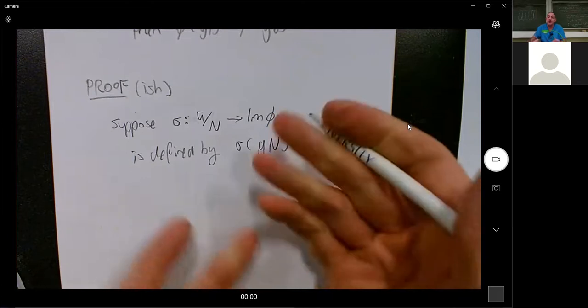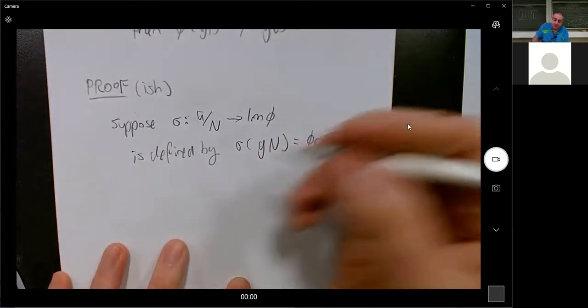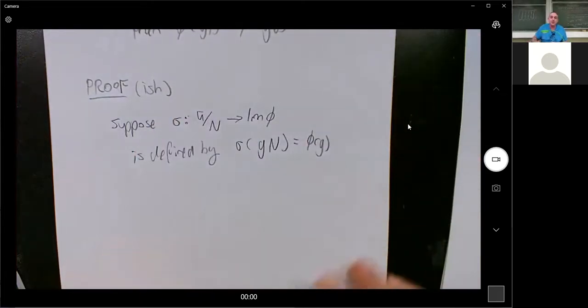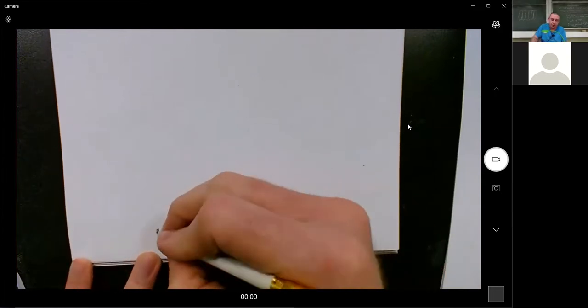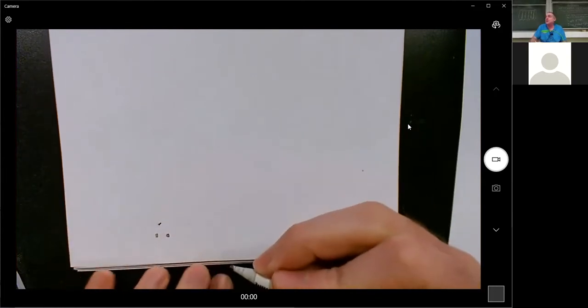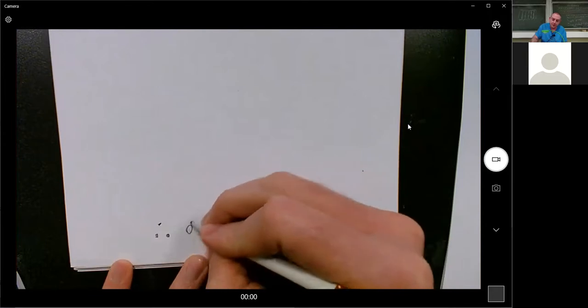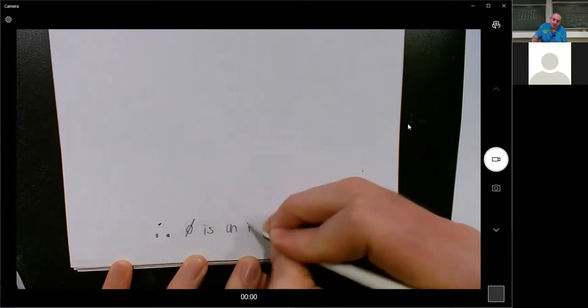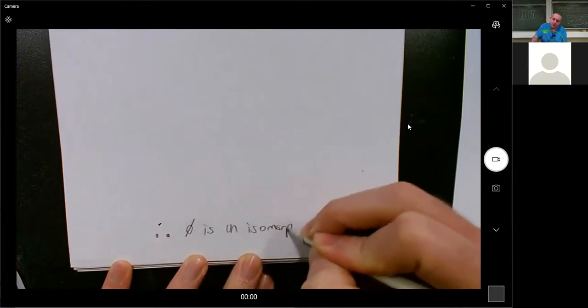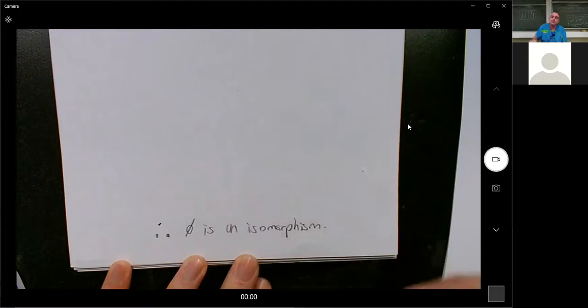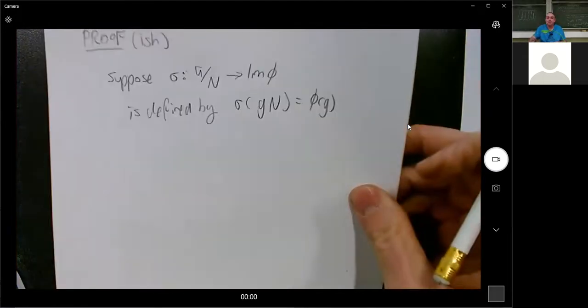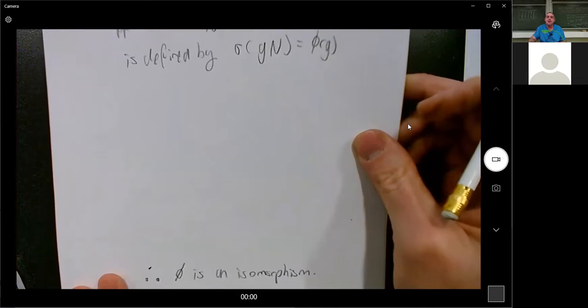Okay, I'm just going to give it a go. Here we go. And then we're going to do some work and hopefully there's enough room, maybe not. It's probably a big theorem. Therefore, phi is an isomorphism. Yay.